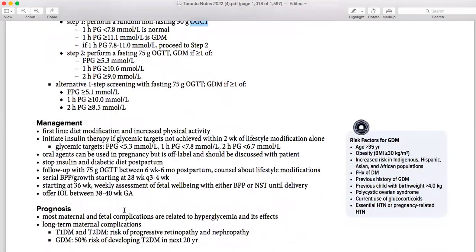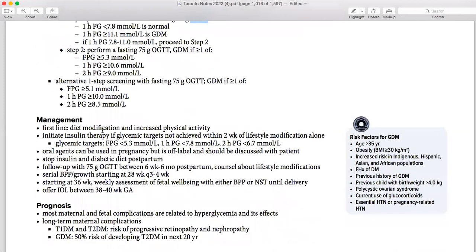Okay. Then comes the management. Obviously, diet management, non-invasive, comes first. You have to tell her about physical activity.